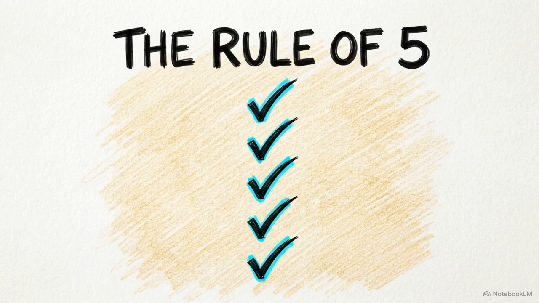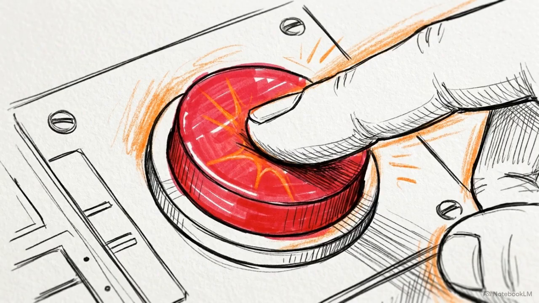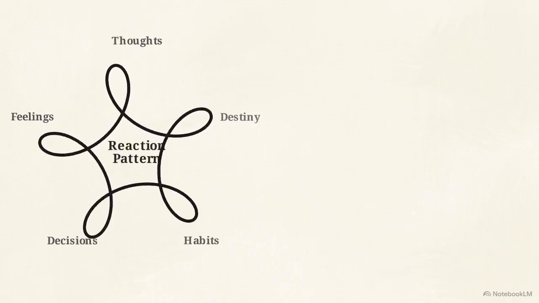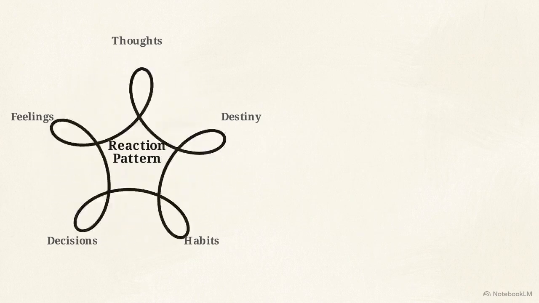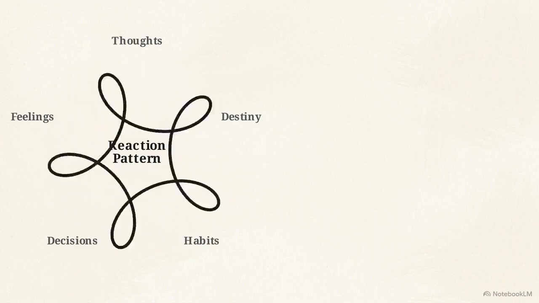By the end of this video, you will have constructed a 5-step system called the Rule of 5. This framework is designed to stop that loop and replace it with a controlled, conscious response. This repetitive circle represents your current reaction pattern. Our goal is to break this path and redirect that energy into an upward trajectory.